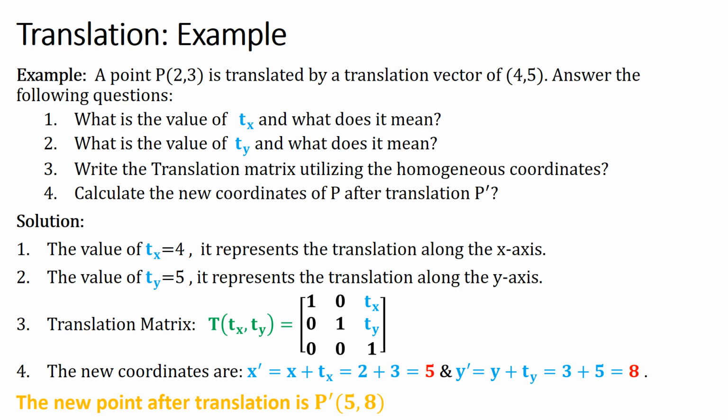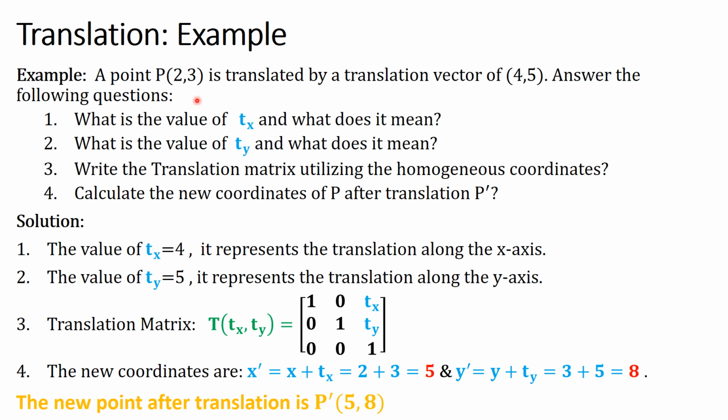Let's see an example, translation example. A point P of 2 and 3 is translated by a translation vector of 4 and 5. Answer the following questions. The point has coordinates x and y of 2 and 3, translated by the translation vector 4 and 5, meaning tx is 4 and ty is 5.